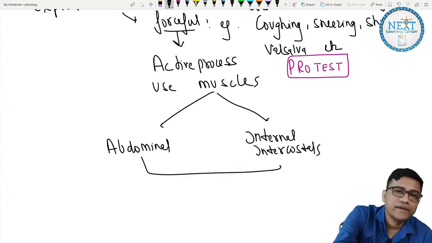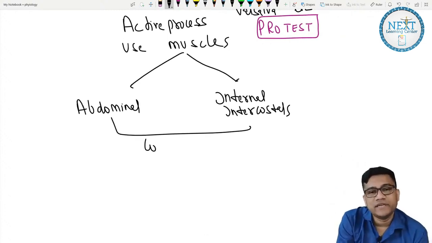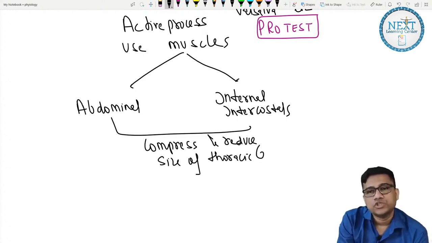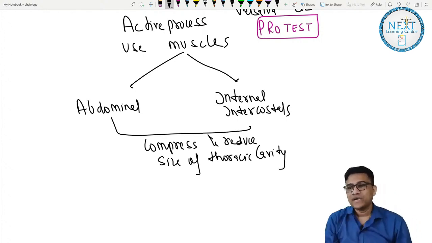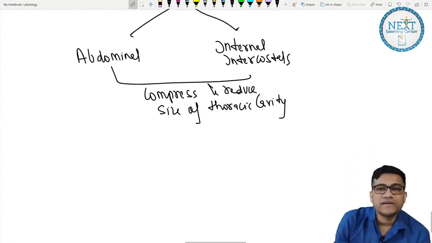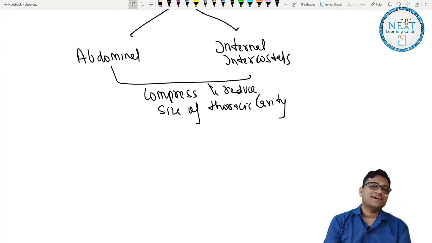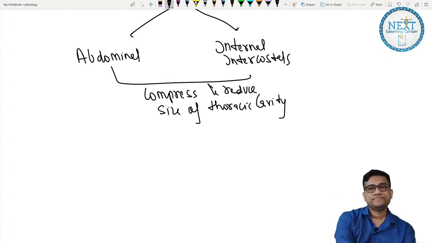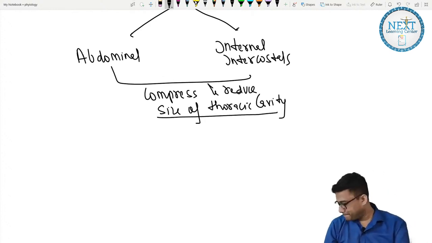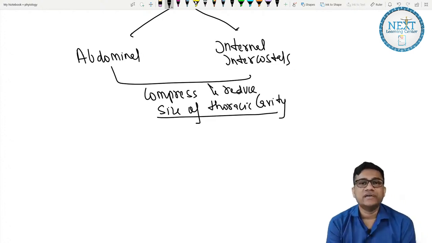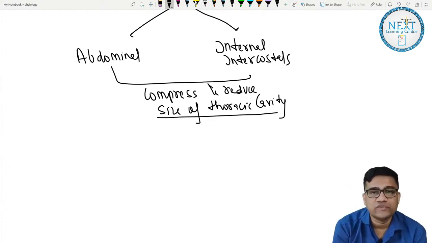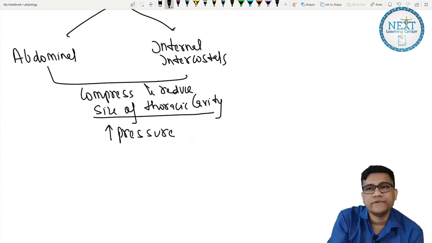Now what they do is the reverse. They basically compress and reduce the size of the thoracic cavity. Clear? If there is a reduced size of the thoracic cavity, it causes what? Increased pressure, which I discussed already. How? Let me show.